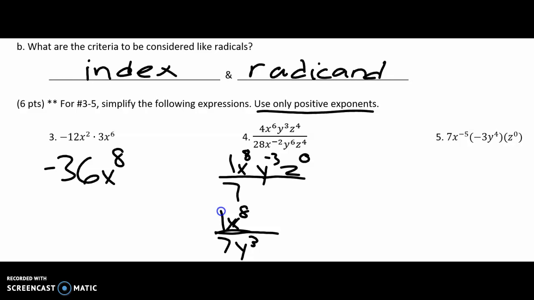All right. Number 5, a couple things here. Right away, I see z to the 0 at the end. Anything to the 0 power is 1, so I actually don't even need that. I can get rid of that. Okay. Now, you got to be careful because, remember, the 0 is only attached to what it's directly touching.